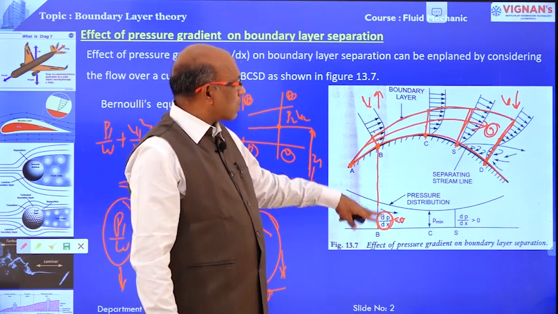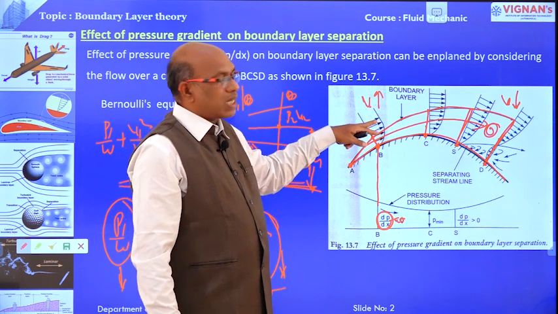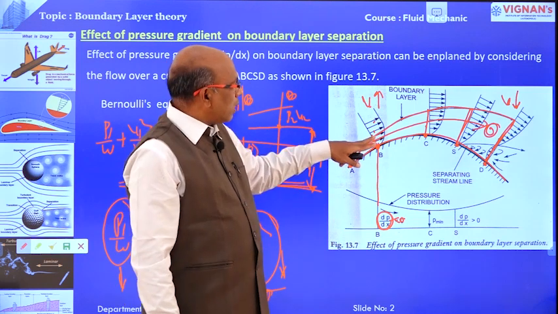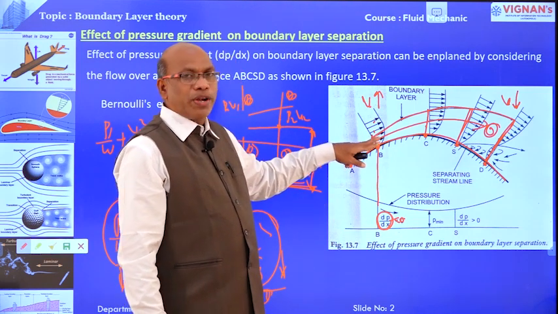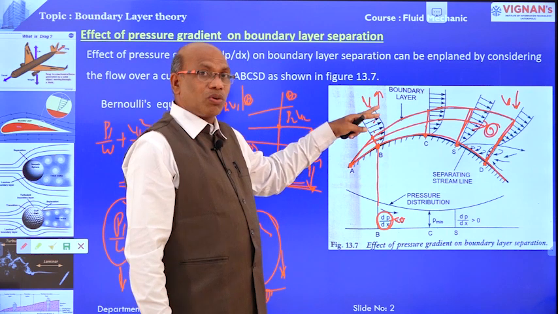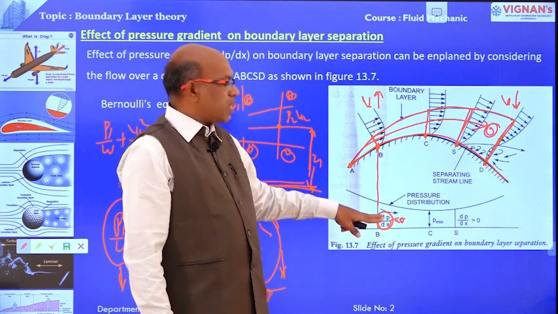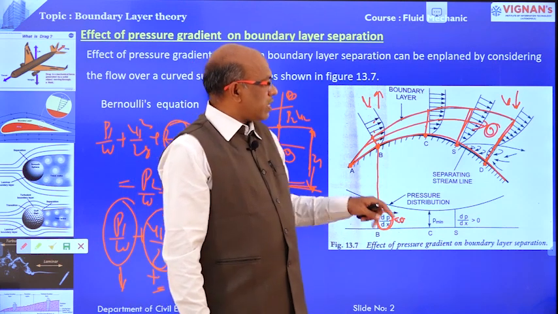Once pressure increases, velocity decreases; once velocity increases, pressure automatically decreases. Based on Bernoulli's equation, the cross-sectional area is less at this point, so automatically velocity is more. Once velocity is more, the pressure should decrease, so the pressure gradient ∂P/∂x is less than 0.